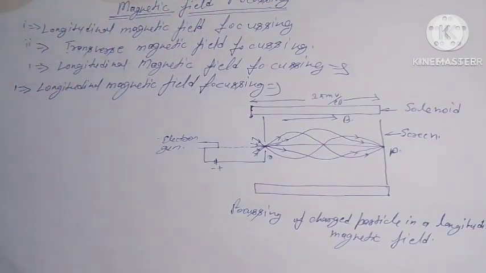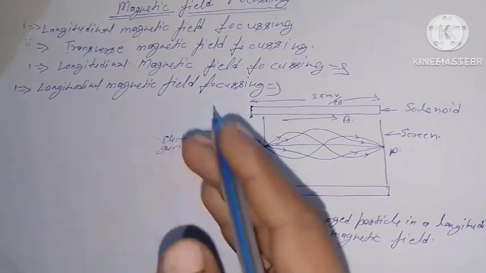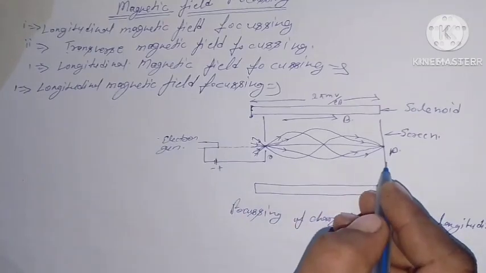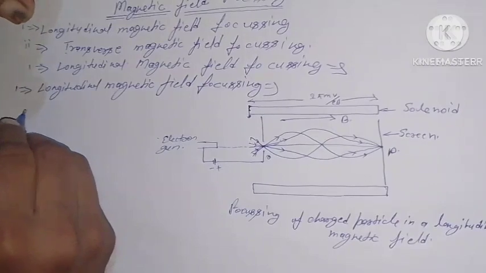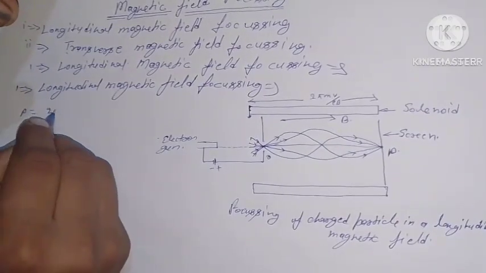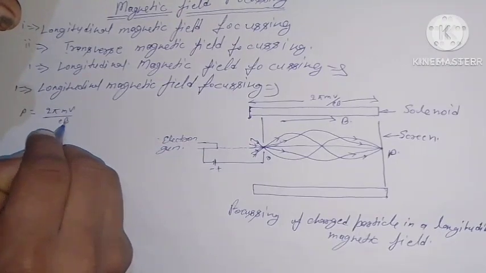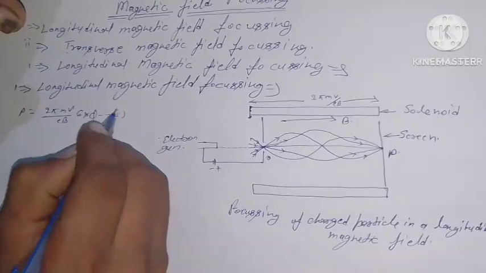In a uniform magnetic field, the path would be a helix if the electron enters at angle phi. The pitch P of the helix is given by P equals 2 pi m v by e B cos phi. This is the first equation.